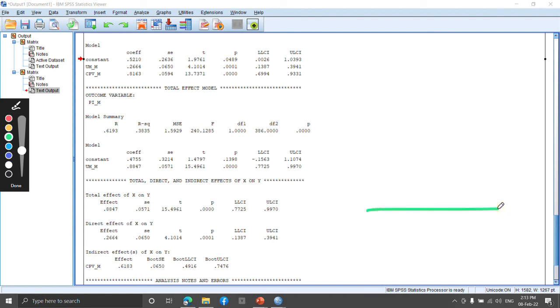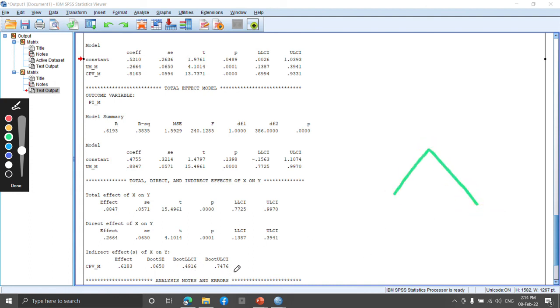That means the relationship between the UM and the PI this time is significant, but last time the relationship between the HM and the PI is insignificant. Okay, now clear. The direct path is significant. Now we are going to test this indirect path.